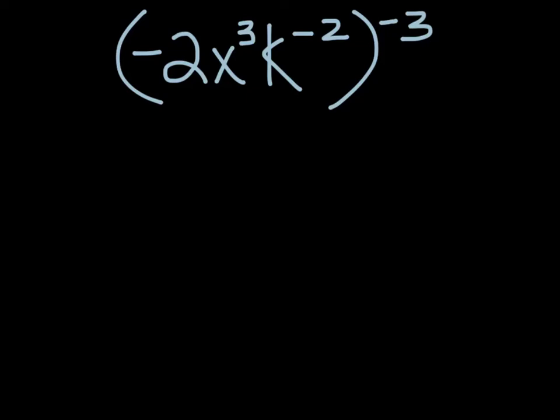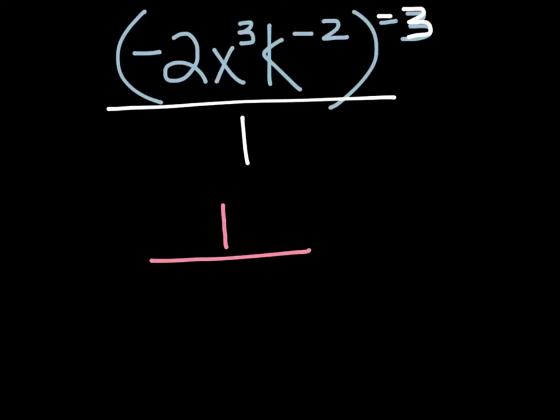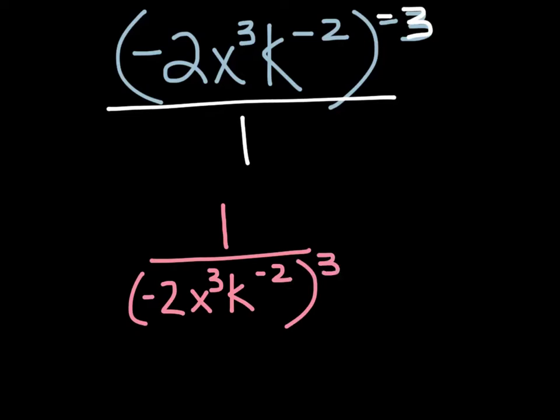Now this one is to the negative third power. So right away, here's what I would do. You can think that there's a 1 underneath here. I would just flip this, so it's written as 1 over all of this stuff up here to the positive third power. So I'm just going to rewrite it, negative 2, x to the third, k to the negative 2, keep everything the same, and now, since I flipped it, it's to the positive third power.